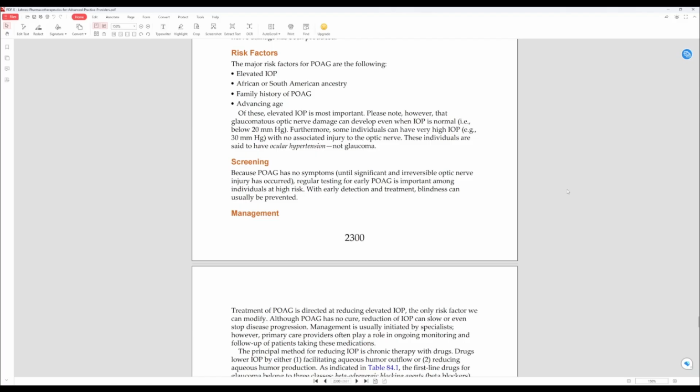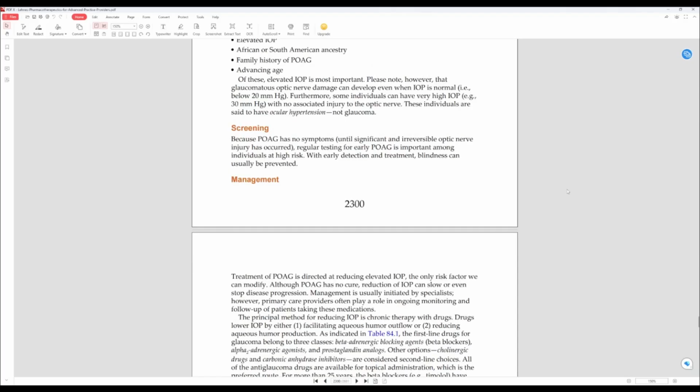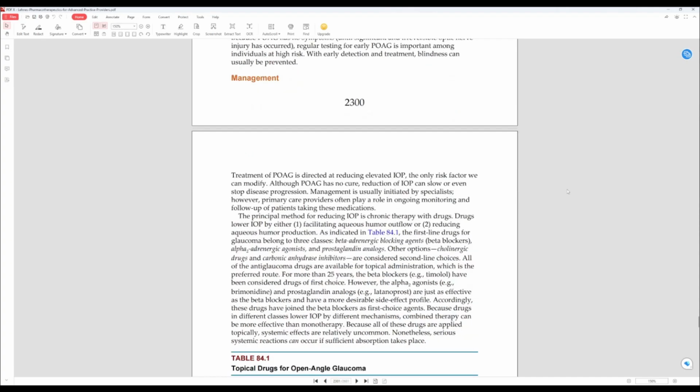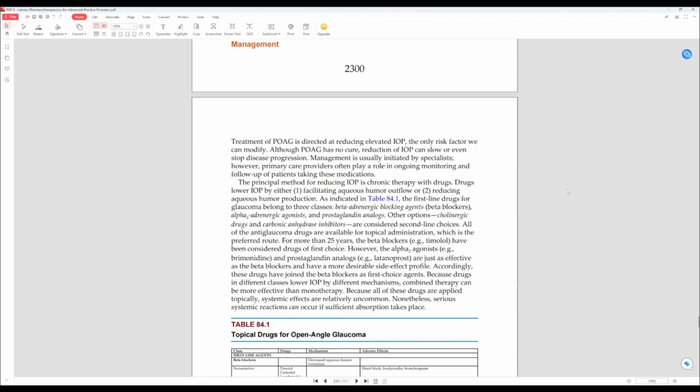So, screening. Because POAG has no symptoms, regular testing for early POAG is important among individuals at high risk. With early detection and treatment, blindness can be prevented. Its management. Treatment of POAG is directed at reducing elevated intraocular pressure, the only risk factor we can modify. Although POAG has no cure, the reduction of IOP can slow or even stop disease progression.